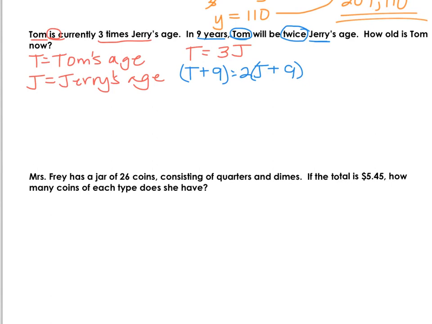Let's try this again. Tom is currently 3 times Jerry's age. T equals 3 times J. In 9 years, Tom's age will be twice Jerry's age. So here's their ages in 9 years, and there's the comparison with each other. Tom's age will be twice Jerry's age. How old is Tom now? So this is what I want you to do for your homework. I want you to actually solve this system. And we'll go over it in class tomorrow.